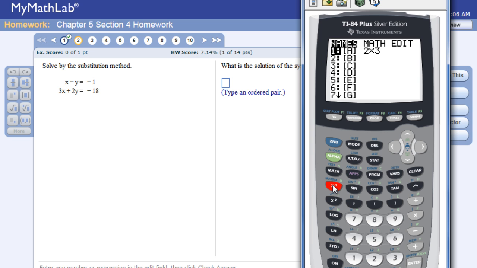Second matrix, over to edit. Press enter. It's still a 2 by 3. And enter your coefficients. 1, -1, -1, 3, 2, -18.